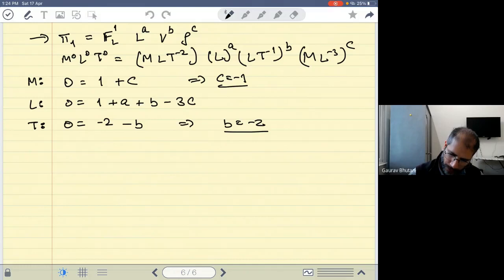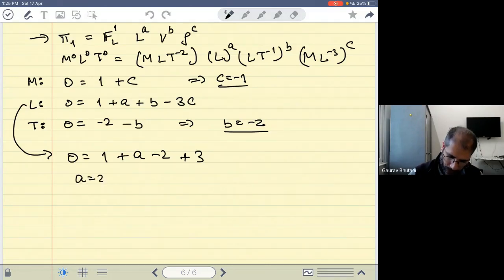Okay, so now using the values of B and C in the expression for L, we get 0 equal to 1 plus A, and B is -2 and C is -1, so this becomes a 3. Okay, so 3 plus 1 is 4, minus 2 is 2, so A becomes -2. Sorry, -2.